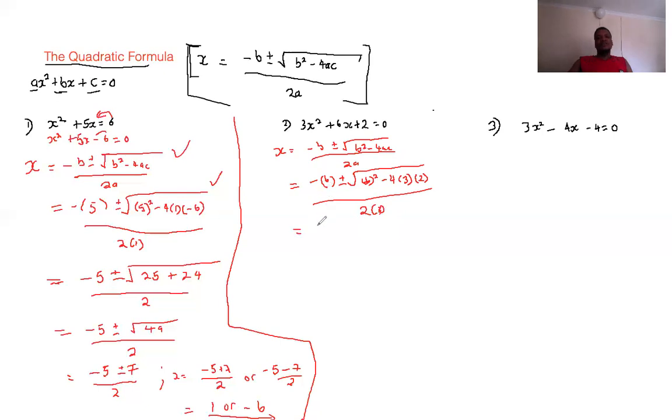Then we continue, this one will give us negative 6 plus or minus the square root of 36 minus 4 times 3, 12 times 2, 24, all over 2 times 3, 6. So we continue, negative 6 plus or minus, and if you subtract here 36 minus 24, I can see that here there is a 12. So now this one, you see that there is no square root for 12.